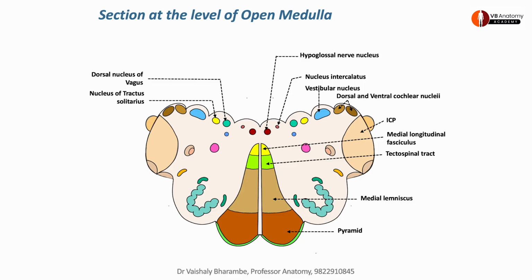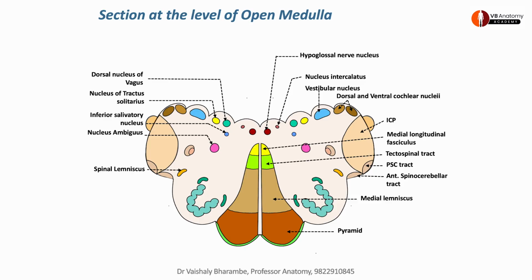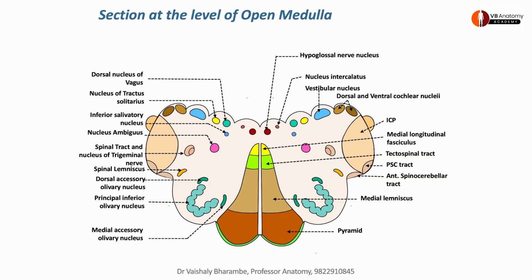In front of them, the inferior cerebellar peduncle through which the posterior spinocerebellar is going towards cerebellum. Lying outside is the anterior spinocerebellar here. This is the nucleus ambiguus along with inferior salivatory nucleus. Here is your spinal lemniscus carrying pain upwards to the thalamus. This is the inferior olivary nuclear complex made up of principal inferior olivary nucleus, dorsal and medial accessory olivary nuclei. This is your spinal tract nucleus of trigeminal nerve, and here's your pontobulbar body.